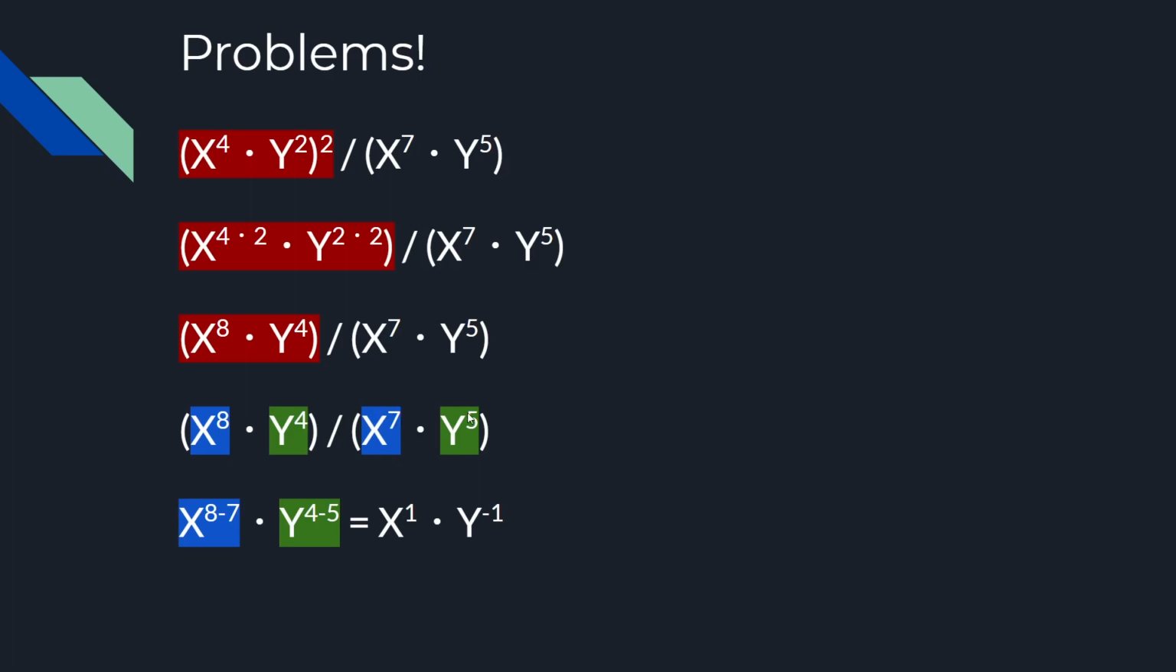We have x to the 7th and y to the 5th on the bottom, and we have x to the 8th and y to the 4th on top. So we end up doing x to the 8th minus 7 times y to the 4th minus 5, and you end up with 8 minus 7 is 1, x to the 1st times y to the minus 1, right? Because 4 minus 5 is minus 1. Now we know x to the 1st is just x, but y to the minus 1 is 1 over y, so we get x times 1 over y, which is just x over y, our final answer.